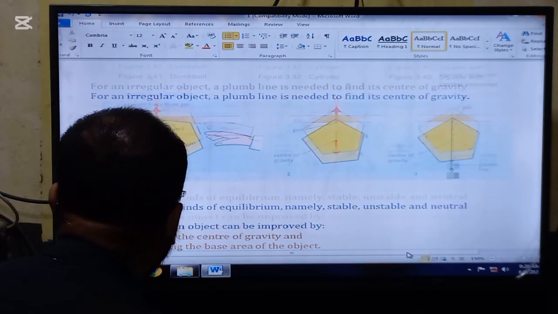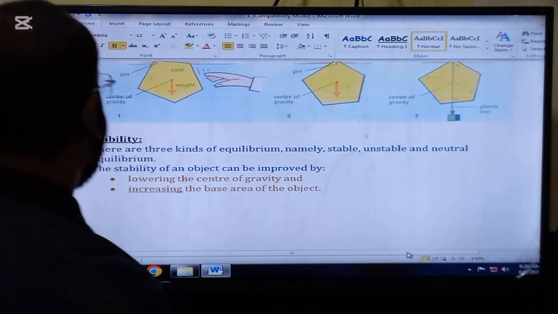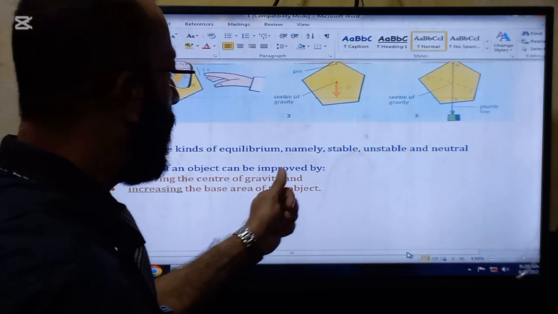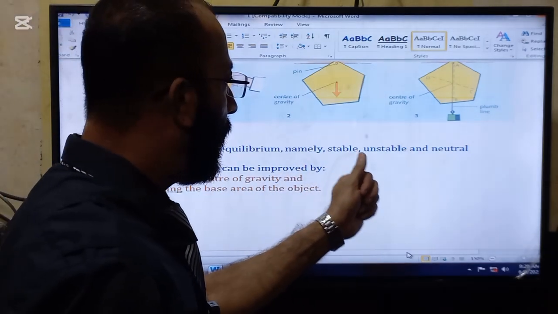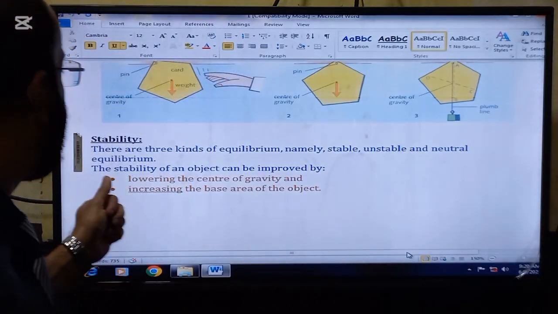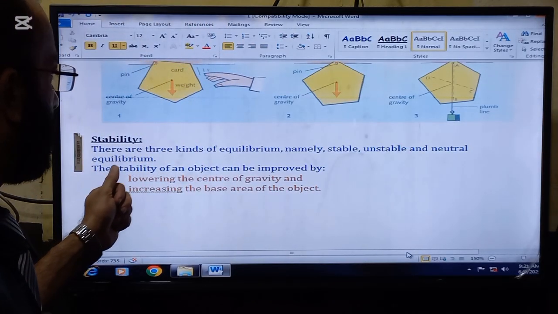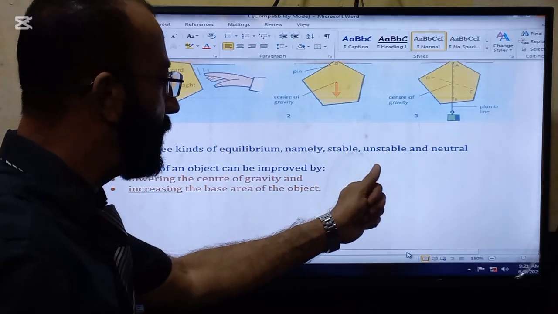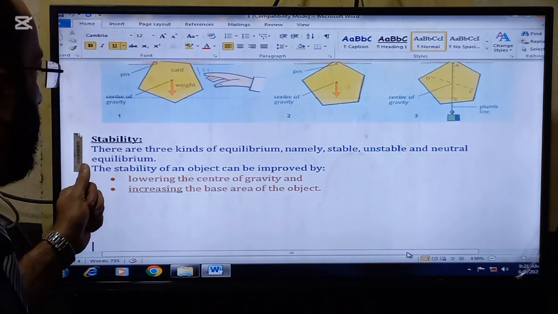Okay, the next topic in the lecture is stability. There are three kinds of equilibrium, namely stable, unstable, and neutral equilibrium. So these are the three kinds of equilibrium: stable, unstable, and neutral equilibrium.